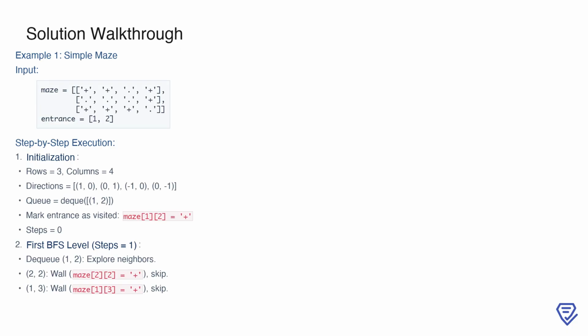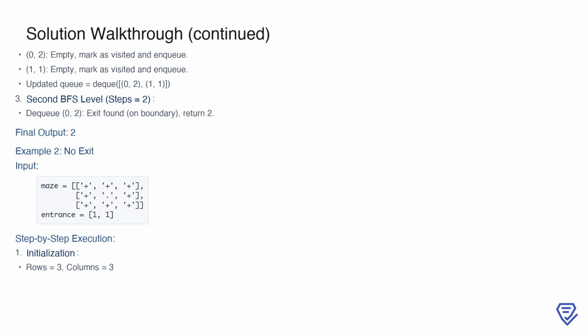When we begin the BFS process, the first level involves processing the entrance point at 1, 2. From here, we explore its neighbors. For the neighbor at 2, 2, it's a wall, so we skip it. Similarly, 1, 3 is also a wall, so we skip that as well. For the remaining neighbors, 0, 2 is an empty cell, so we mark it as visited by changing its value to plus and add it to the queue. Similarly, 1, 1 is also an empty cell, so we follow the same process. At the end of this level, the queue is updated to contain the points 0, 2, and 1, 1.